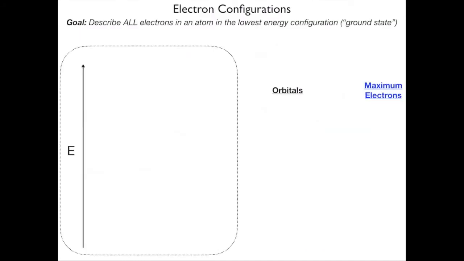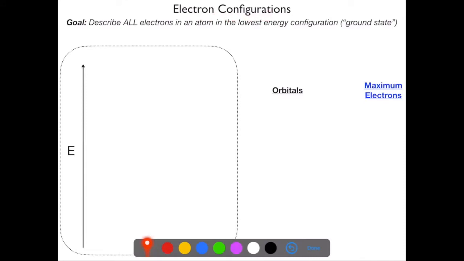Okay, so let's start thinking about our electron configurations. The goal of an electron configuration is to describe all the electrons in an atom in the lowest energy configuration, or the so-called ground state. So when we look at this, what I'm going to draw here is an orbital energy diagram. We have energy on the y-axis, the lowest energy orbitals will be at the bottom, and the highest energy orbitals will be at the top.